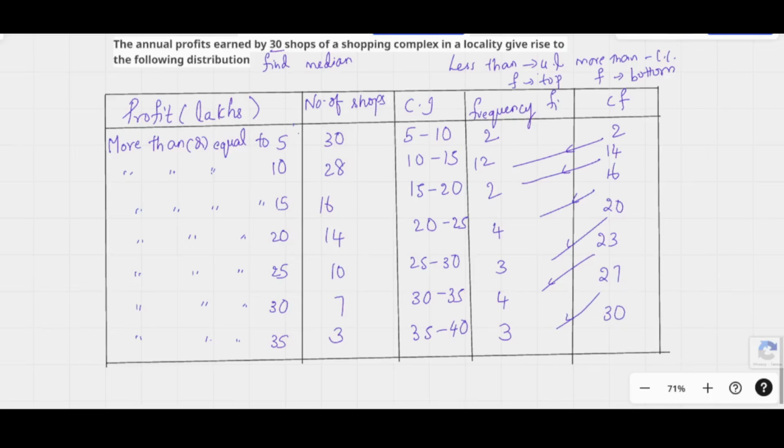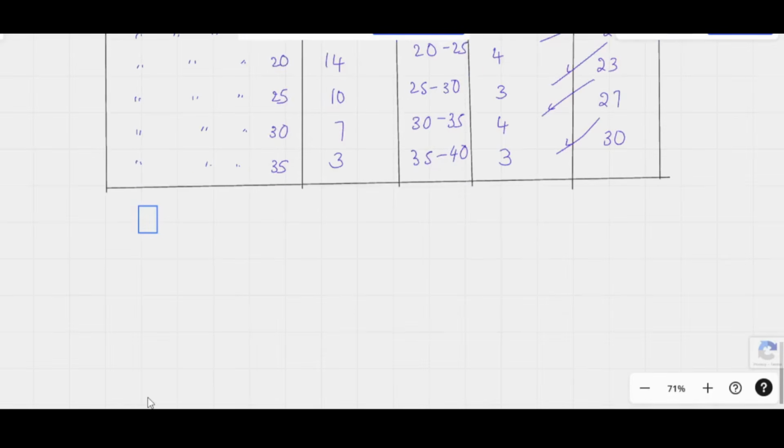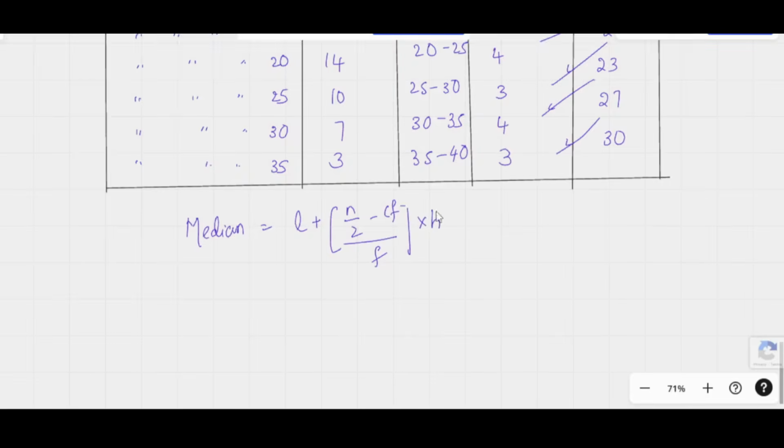Now let us find out the median. So what is the formula of the median? Median is equal to L plus (n by 2 minus cumulative frequency) divided by f, into h. So what is h here? 30 minus 25, h is equal to 5. And what is n here? n is the total number of observations, so you need to add all the frequencies.